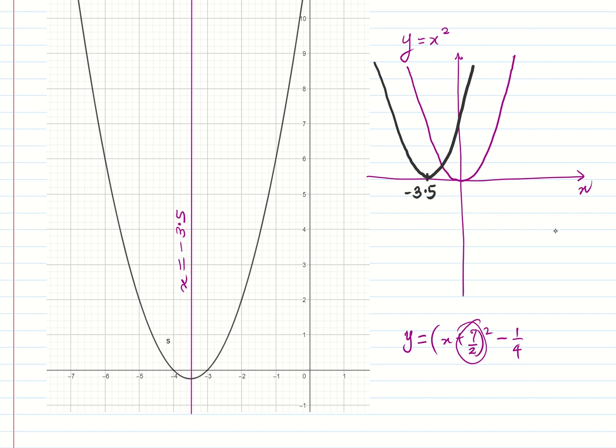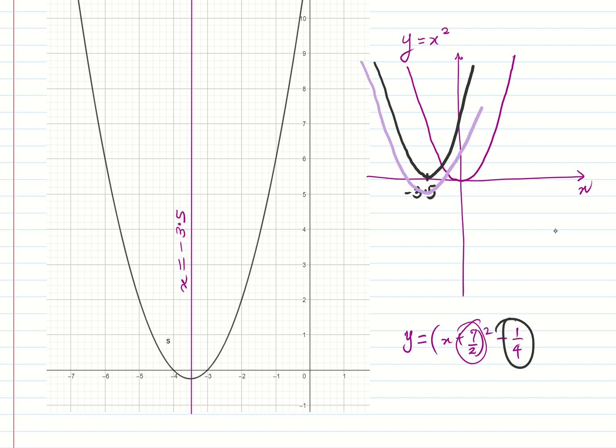Okay, and then this negative 1 over 4 just brings it down. So what we're going to do is bring it down a little bit, 1 over 4, and you can see that if I use a different color, it just brings it down a little bit, just like so.